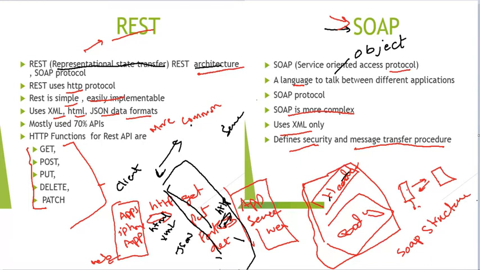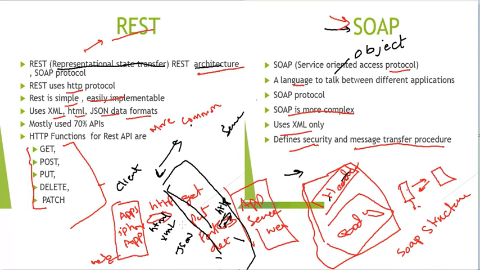So as you see, SOAP describes only the message details, the formats, the security, and the procedure. The REST is more or less the architecture. It's not protocols. I hope now you understand the difference between REST and SOAP in detail. They are actually quite different things.